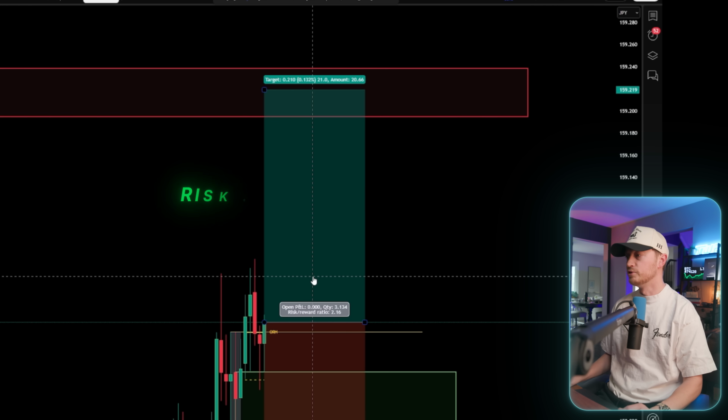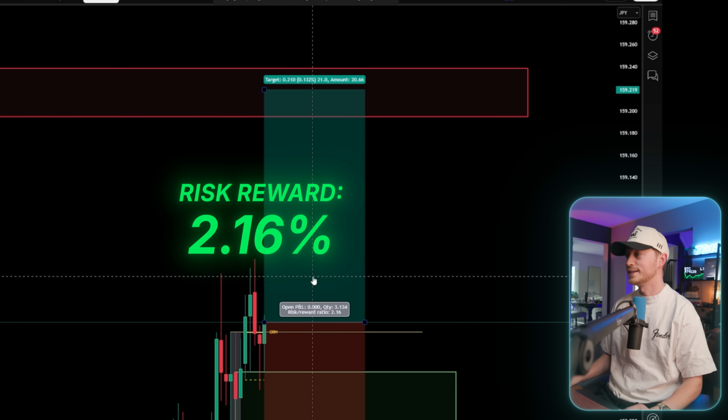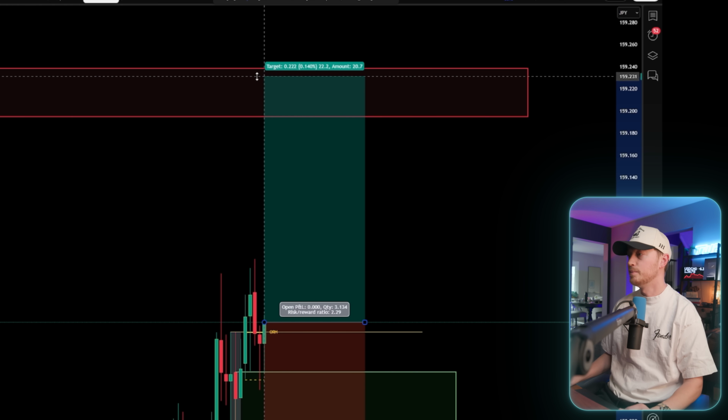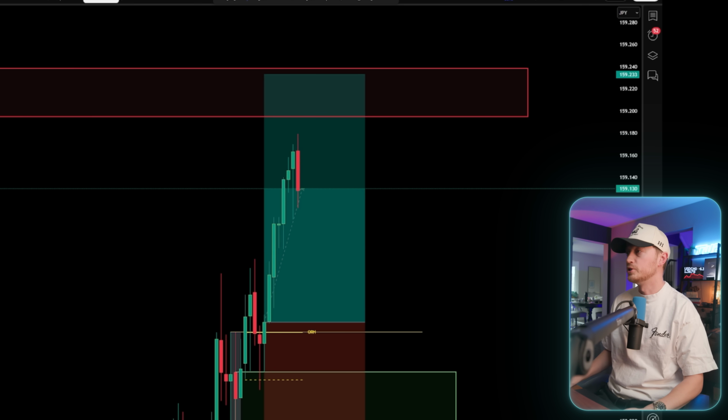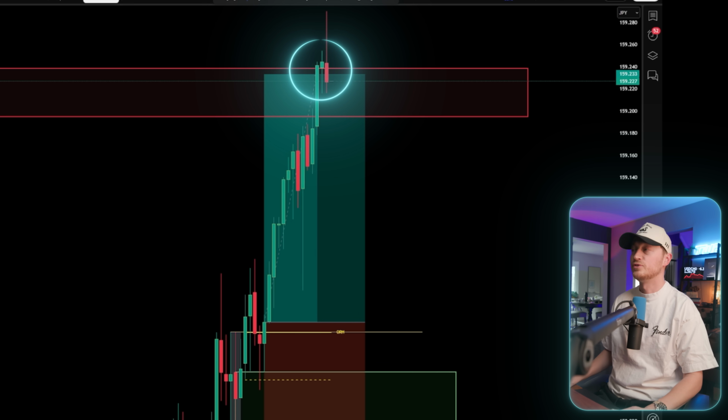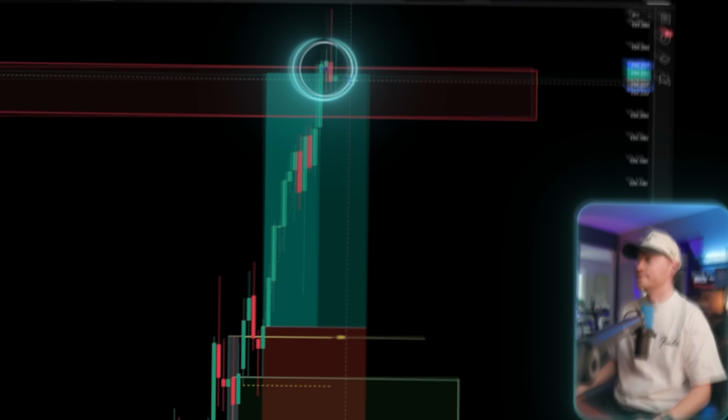So this gave me a risk reward of about 2.16. Actually, I think I had that a little bit higher there, about a 2.3. And then I'm ready to play out the trading position. And you could see the reaction was fantastic, and it smashed my take profit perfectly at 11 a.m.